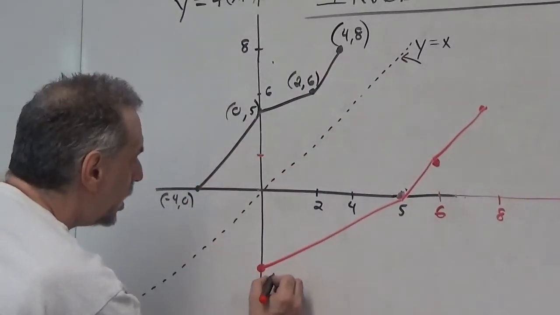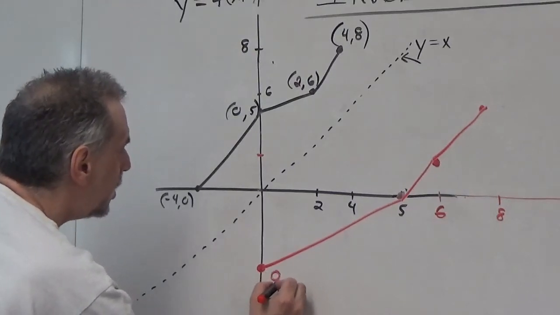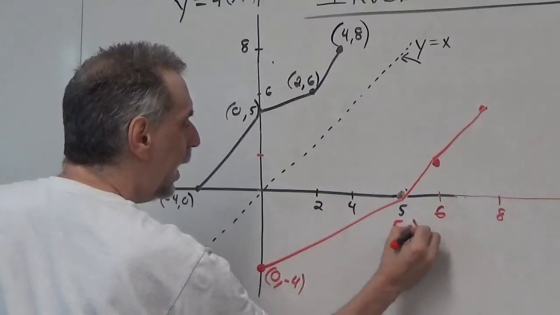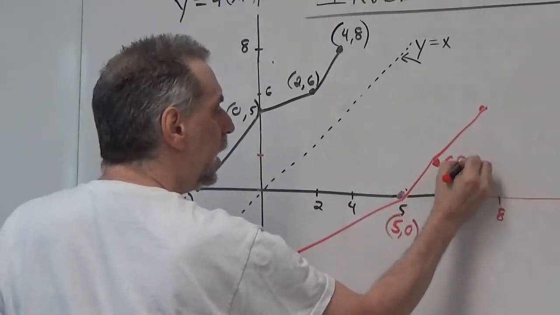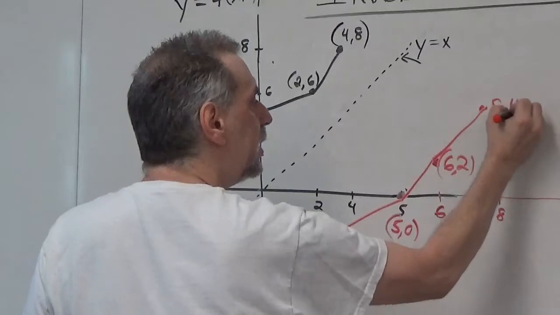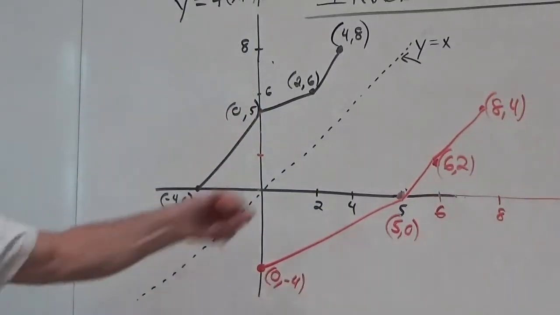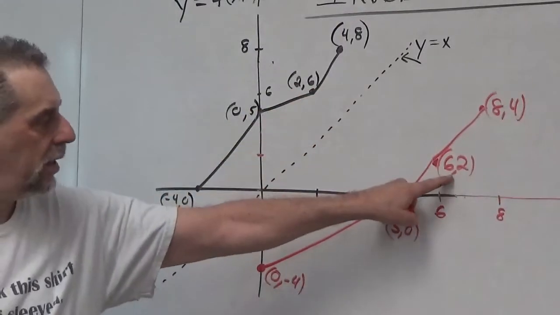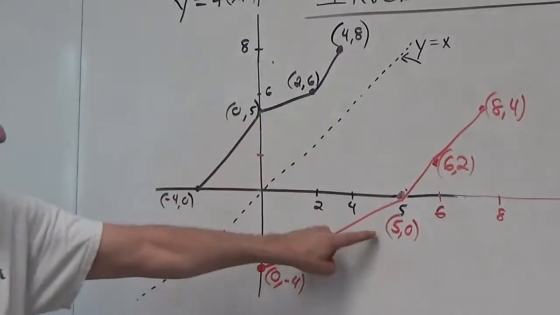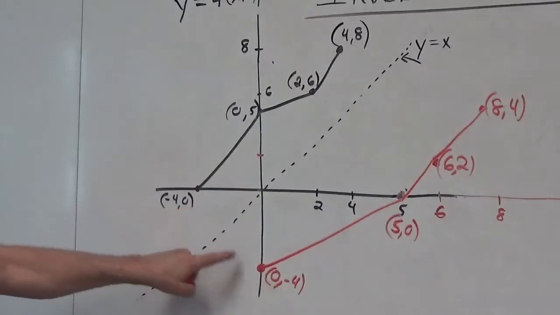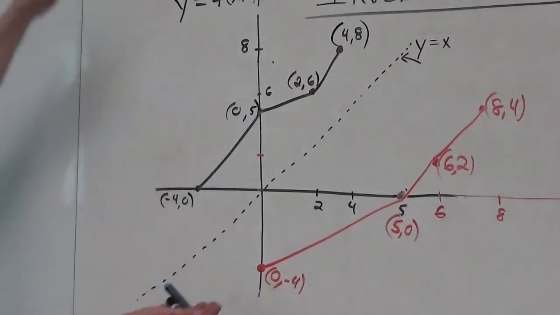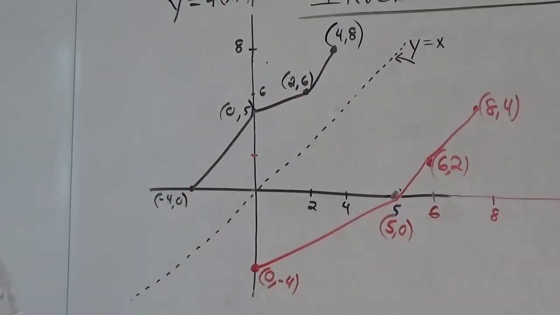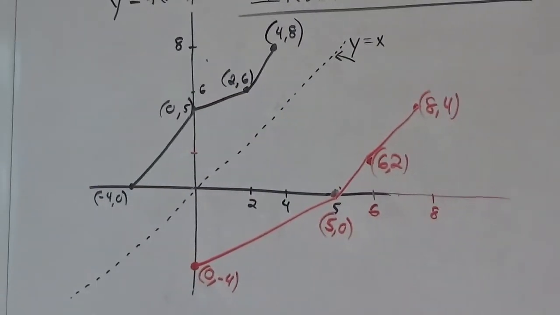So labeling the points makes it clear. This is 0, -4. This is 5, 0. This is 6, 2. And this is 8, 4. So notice we just changed 4, 8 to 8, 4, 2, 6 to 6, 2, 0, 5 to 5, 0, -4, 0 to 0, -4. And we get a mirror image about this line, y equals x. That's going to happen for any inverse function.